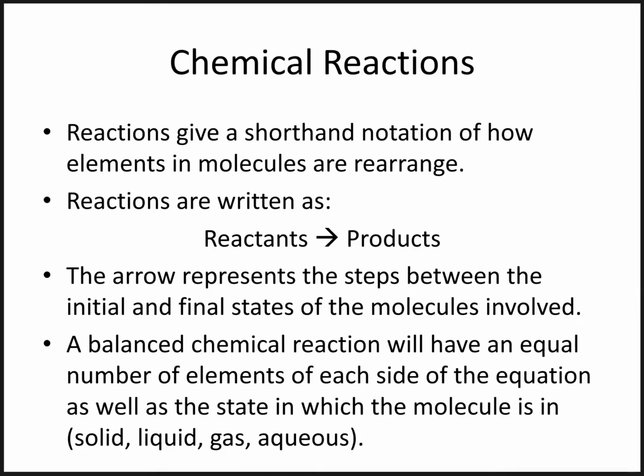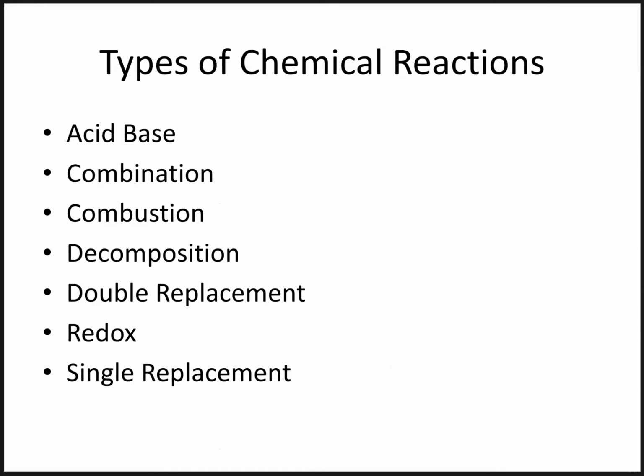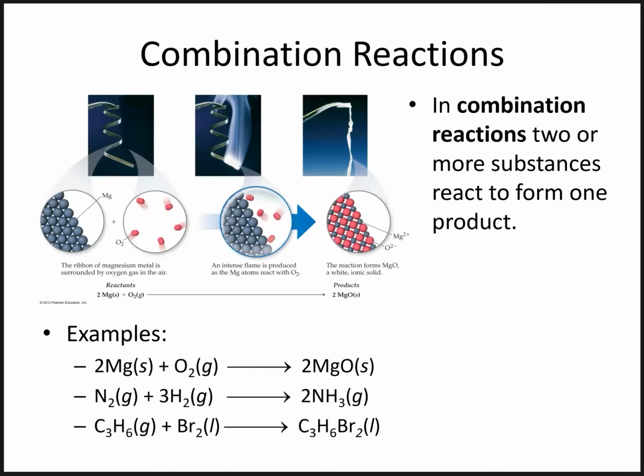Now, before going through learning how to balance chemical equations, I thought we'd talk about the different types of chemical reactions there are out there. So, we're going to study acid-base chemistry or neutralization reactions, combination reactions, combustion, decomposition, double replacement, redox, and single replacement reactions. We'll start off with a combination reaction.